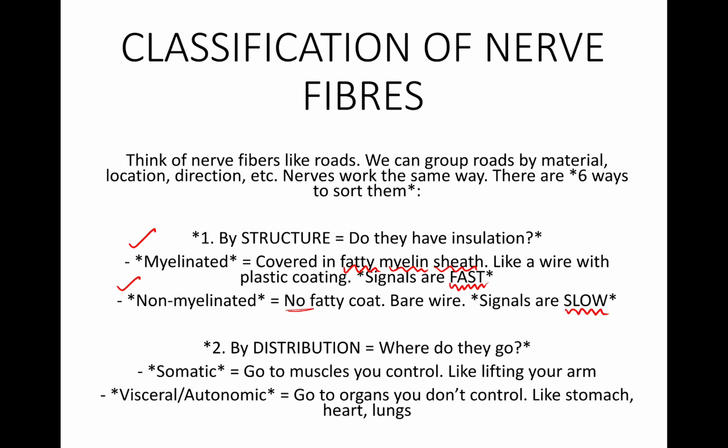Next is by distribution. Where do they actually go? First is somatic, next is autonomic or visceral. Two types, somatic and autonomic. You remember, somatic is nothing but go to the muscles you control. Like you are the boss of the nerve fibers. And the somatic nerve, something like lifting your arm.